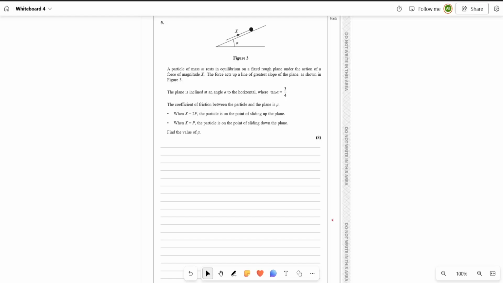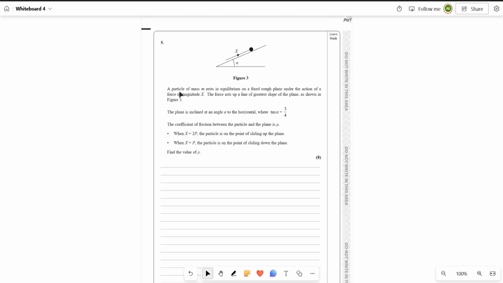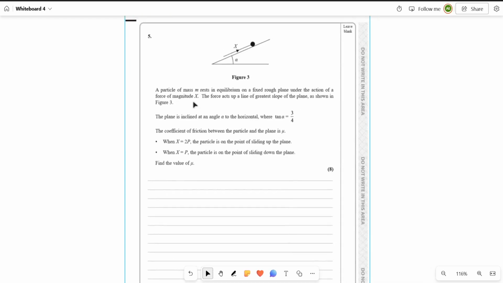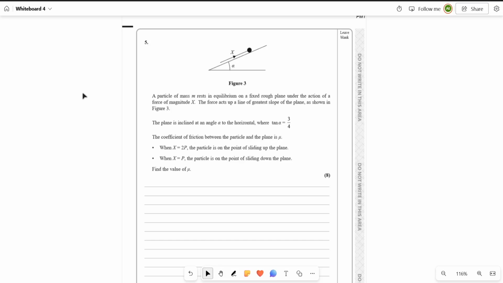Hello and welcome. In this video, we're going to be looking at another tough Mechanics 1 question from the Edexcel January 2022 exam. This question is pretty unique, so we're going to have a look at it. This question requires you to have a firm understanding of friction, maximum friction, and the keywords like on the point of sliding up or on the point of sliding down. So let's see how we can approach this question.